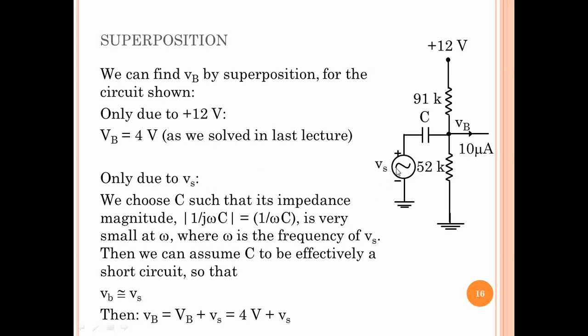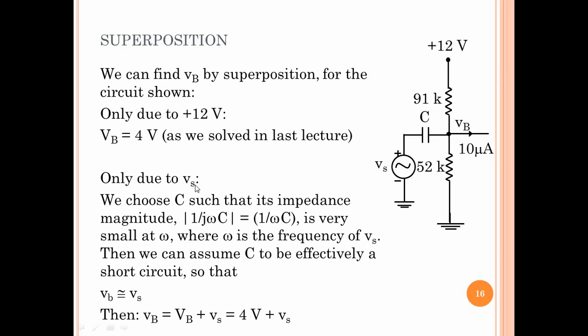That omega will be determined from there. Given that we know omega for a particular application, we'll choose a value of C so that 1 over omega C is very small. Let us say, for the sake of example, that we choose C such that 1 over omega C is, say, 0.1 ohm. Alright, 0.1 ohm here. This is 91,000 ohms, 52,000 ohms. So we say practically C is a short circuit, very, very small resistance. So short circuit at omega.